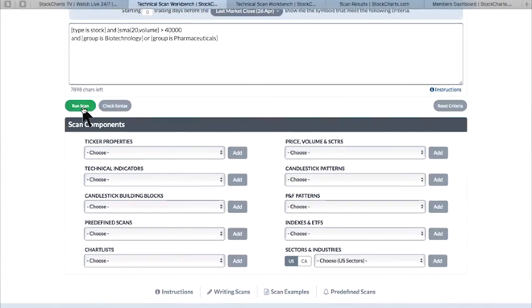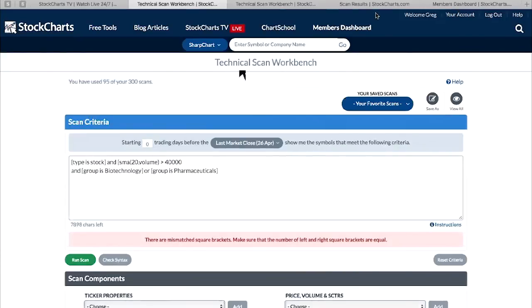So that's great. Now we're going to run that scan, and it's opened a scan result. It said mismatched square brackets. So what did I do here? I made a brief mistake and I can't see it.